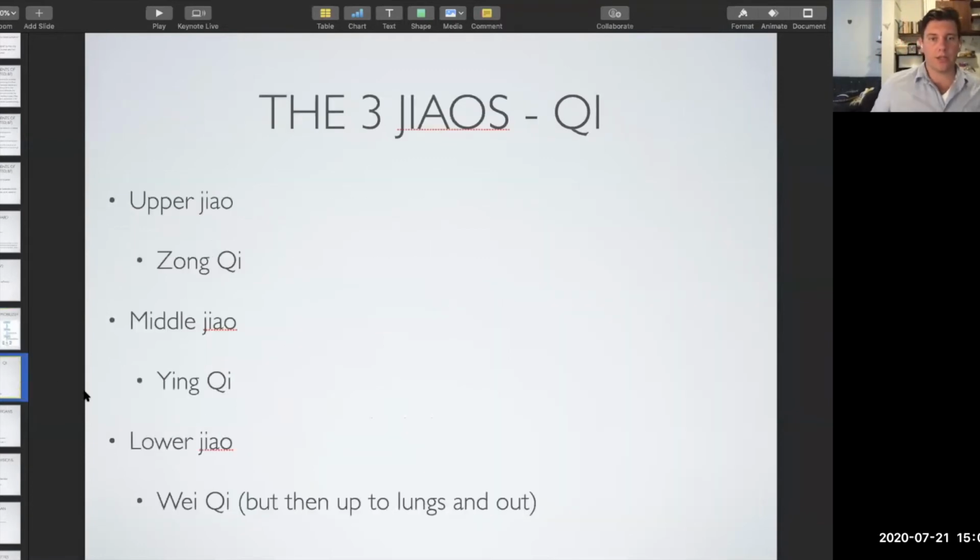We can also look at it as just 3 jiao. So upper jiao, each one of these having a different qi. The zong qi in the upper jiao, the ying qi in the middle jiao, and wei qi starting in the lower jiao, but then being carried up to the lungs and out. So it's the transporter of all these different qi.